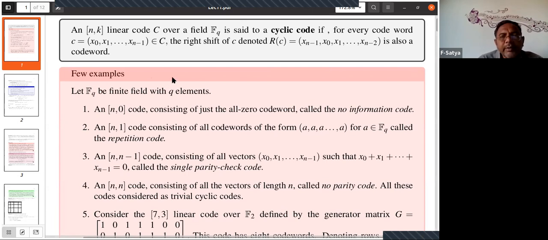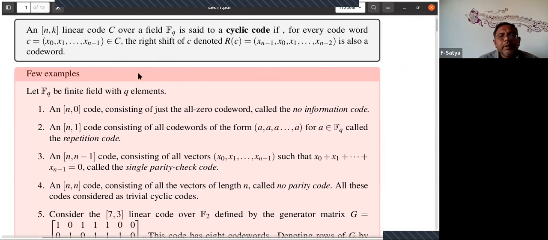In the previous class, we started discussing cyclic code. Cyclic code, first of all, is a linear code. Generally, we'll confine to right shift only. If x0, x1 up to xn minus 1 is a code word, then the right shift, that is xn minus 1, x0, x1 up to xn minus 2, is also a code word. So this is what the definition is, correct?